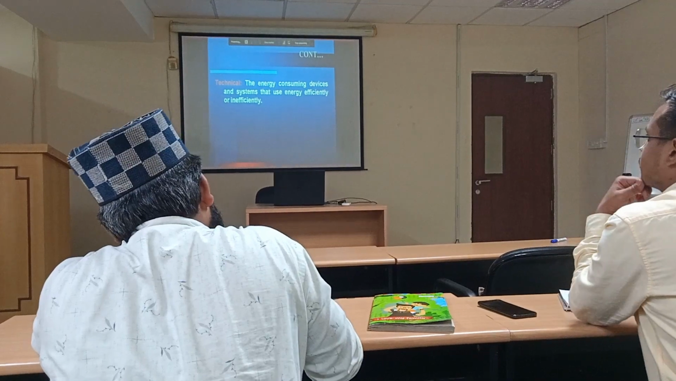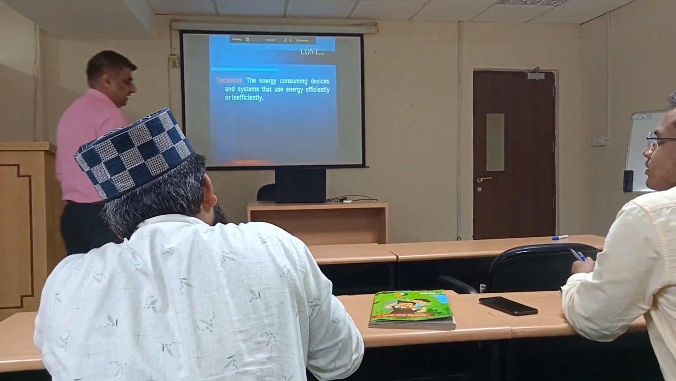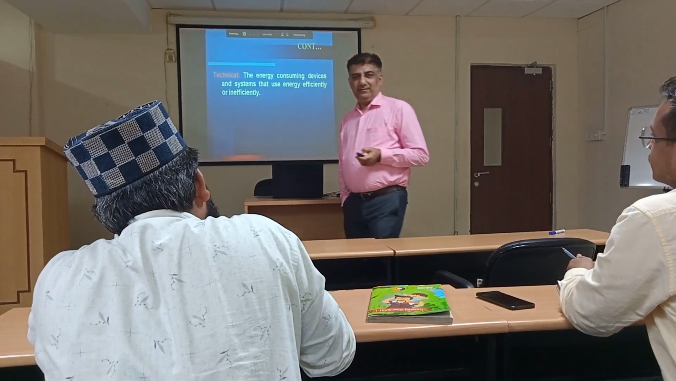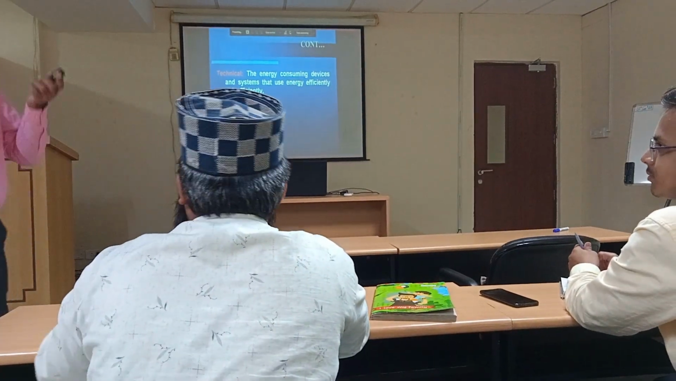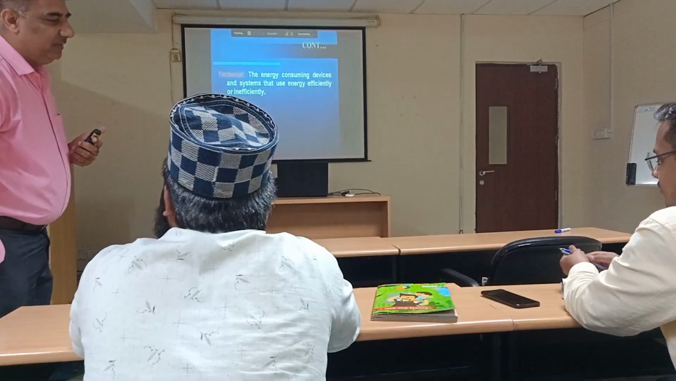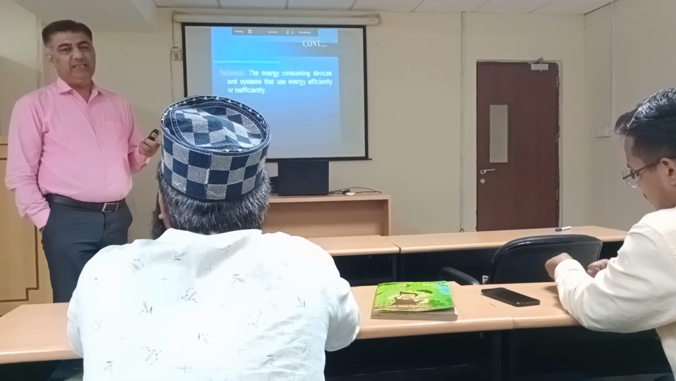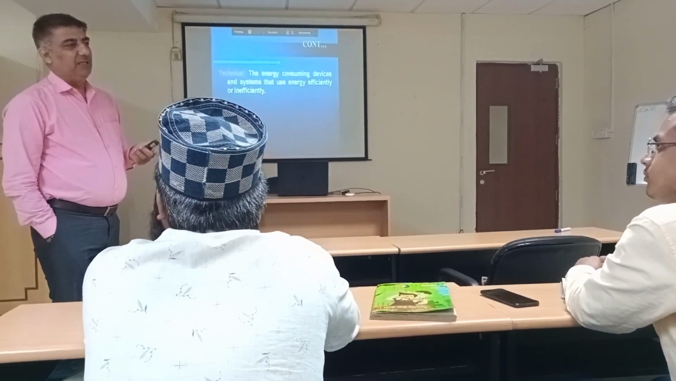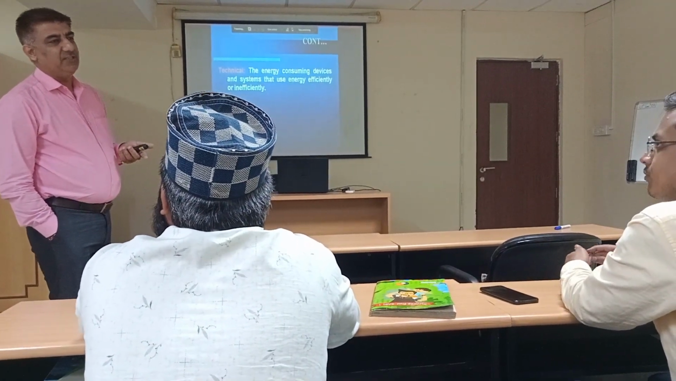The energy consuming devices and systems use energy efficiently or inefficiently. For example, nowadays you see the advertisement on TV of the BLDC fan. Hema Malini comes in the ad of the Kuhn company, with an LED also fitted in the fan, and BLDC fan ads are coming these days. So what is that BLDC fan? If a normal fan is consuming energy of 60 to 90 watts, that fan is consuming energy to the tune of 30 to 45 watts. So a brushless DC motor is inside that fan, which improves the energy efficiency of that particular fan.